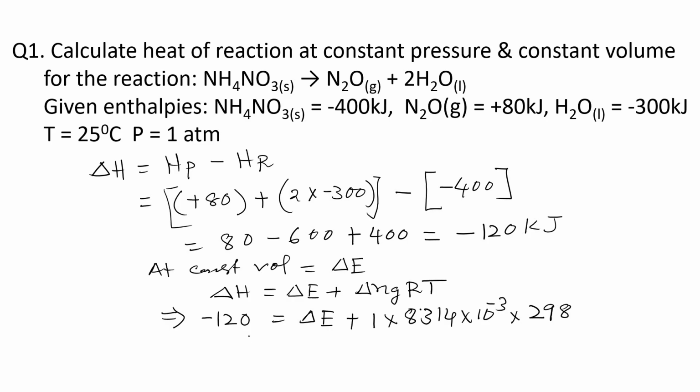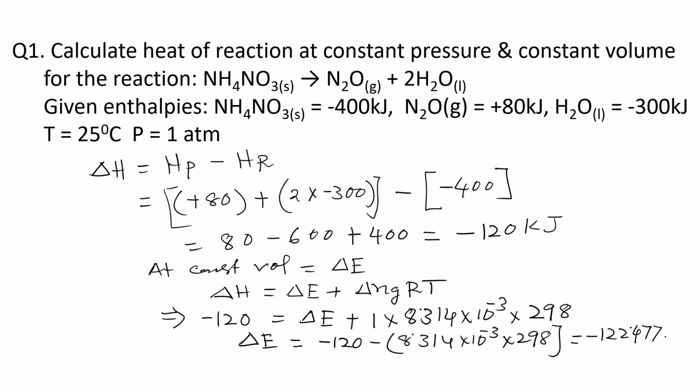So if you calculate, then delta E will be equal to minus 120 minus 8.314 into 10 to the power of minus 3 into 298, and this will come to minus 122.477 kilojoules. So this is the problem.